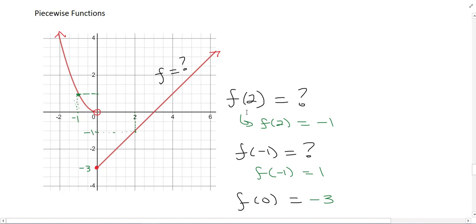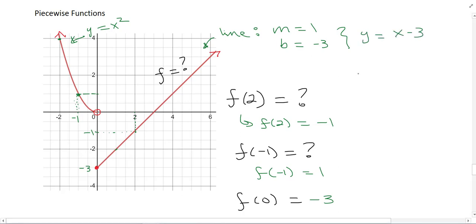Can we find the rule? Yeah, so -1 goes to 1, -2 appears to go to 4. So this is looking like the parabola y equals x squared. And what about this one? Well, I see the y-intercept is -3. And what is the slope? The slope appears to be 1. Notice that you go up 1 and over 1, up 1 over 1, up 1 over 1. So this is a line, m equals 1, and it looks like the y-intercept is -3. So putting that together, I get y equals x minus 3.